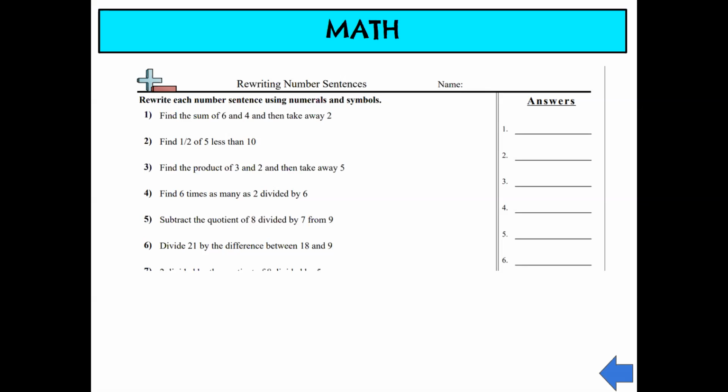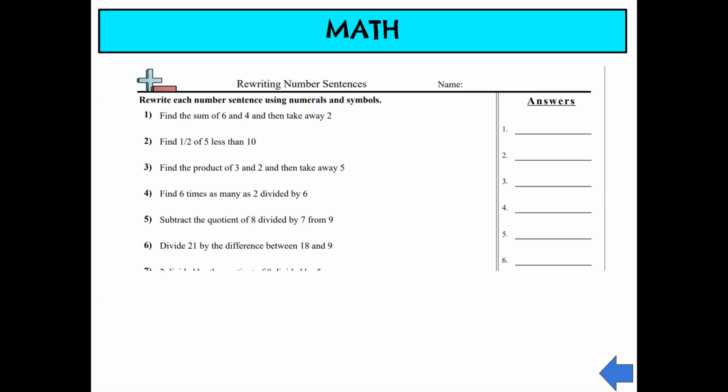So number 1 goes like this. It says, find the sum of 6 and 4 and then take away 2. So let's take a look at a couple things here. We have the words sum of, we have and, and then we have take away. All of those are clue words that help us understand exactly what operation we're doing. So sum, we know, is the answer to an addition problem. That means the sum of 6 and 4, we're going to be adding 6 and 4, right?